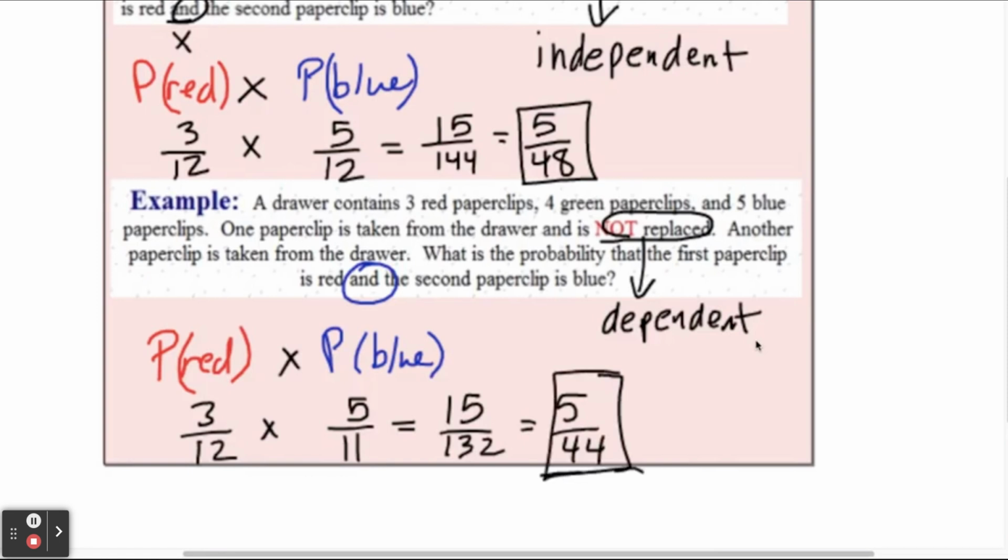So you have a slightly better chance if you're not replacing, and that should make sense. If you have fewer paper clips to choose from the second time, then you have a higher probability of selecting a blue paper clip, which is what you're looking for. So then you have a slightly better chance to draw those paper clips.